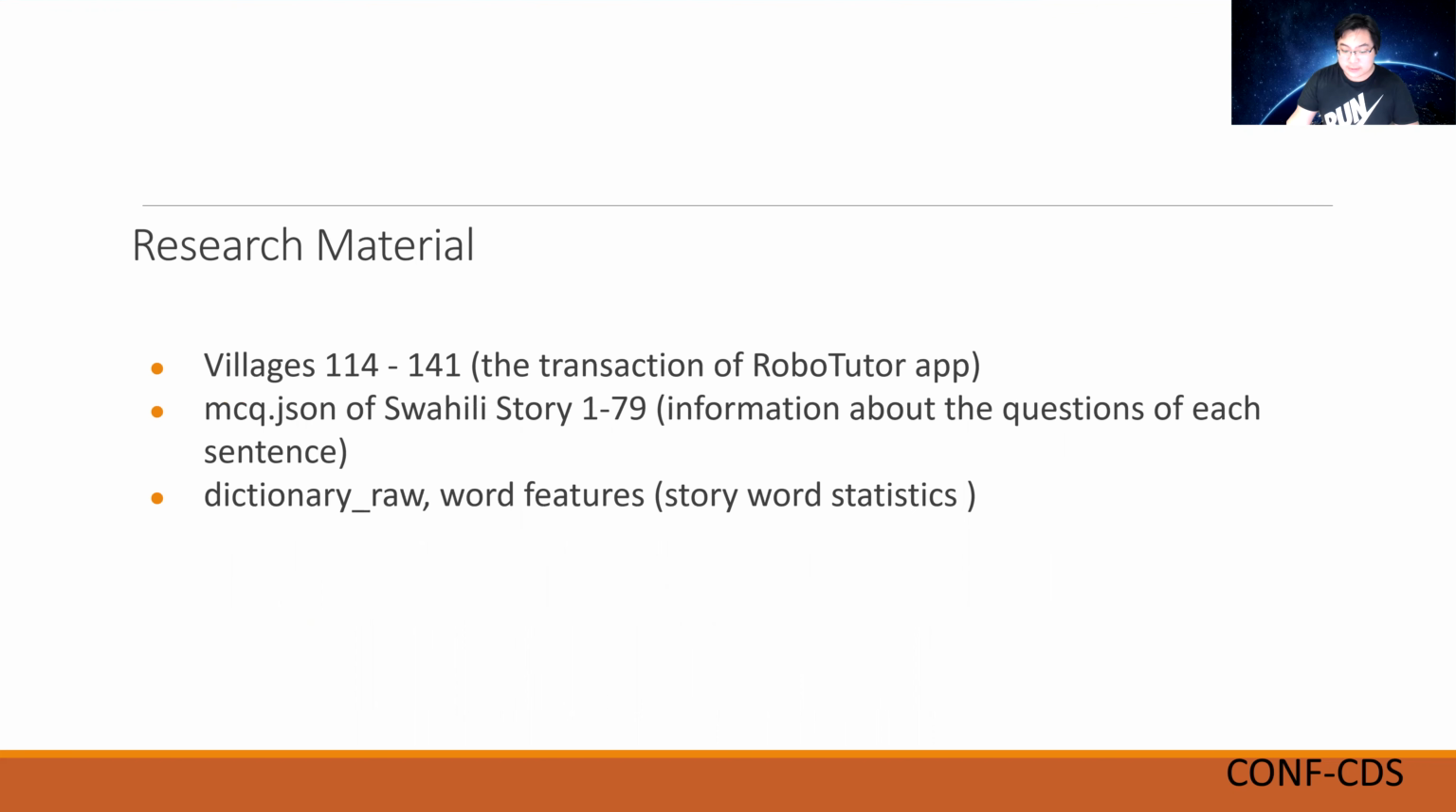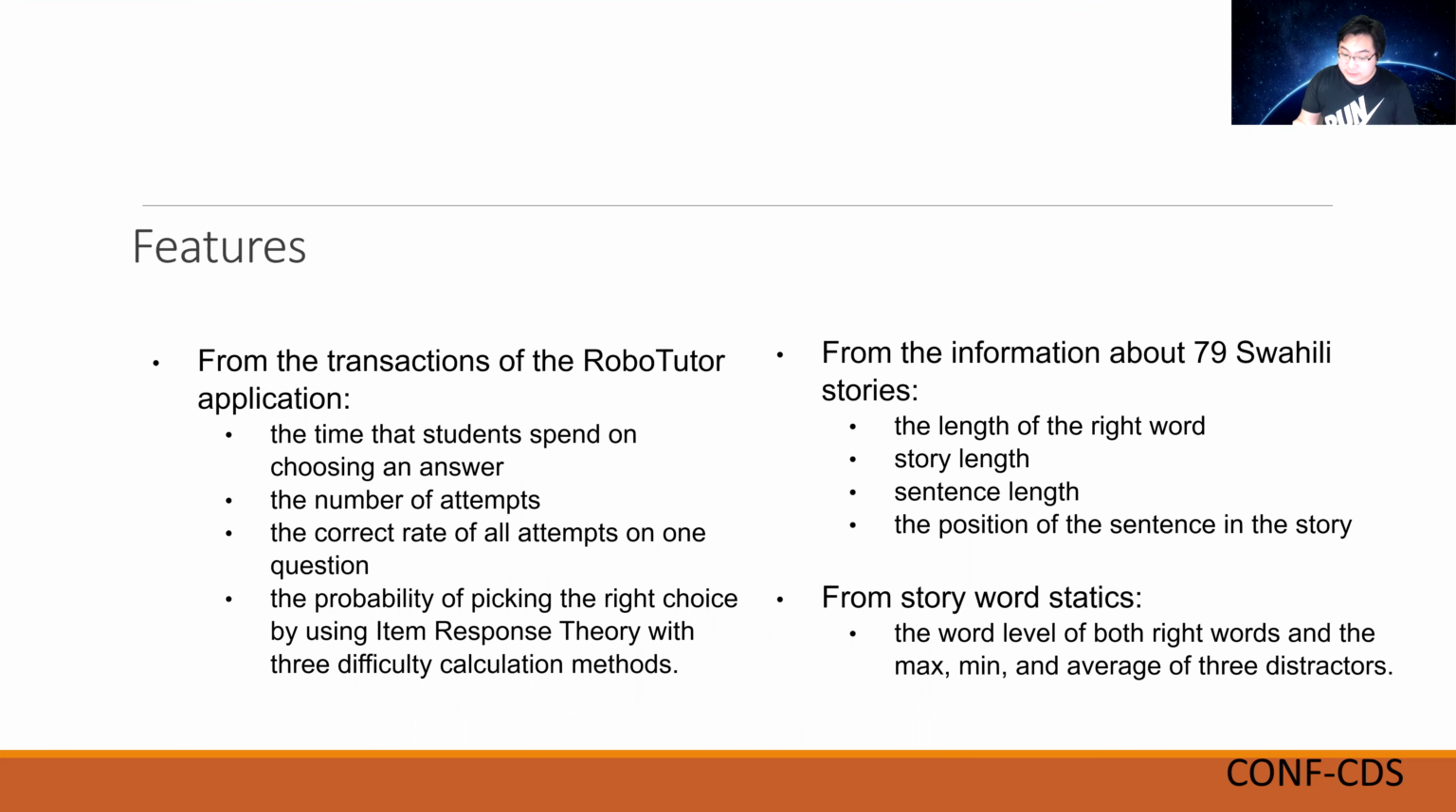Our research uses 3 sources of materials: the transaction of the RoboTutor application, information about the question of each sentence in the stories, and the story word statistics. Based on these materials, we get 14 features.